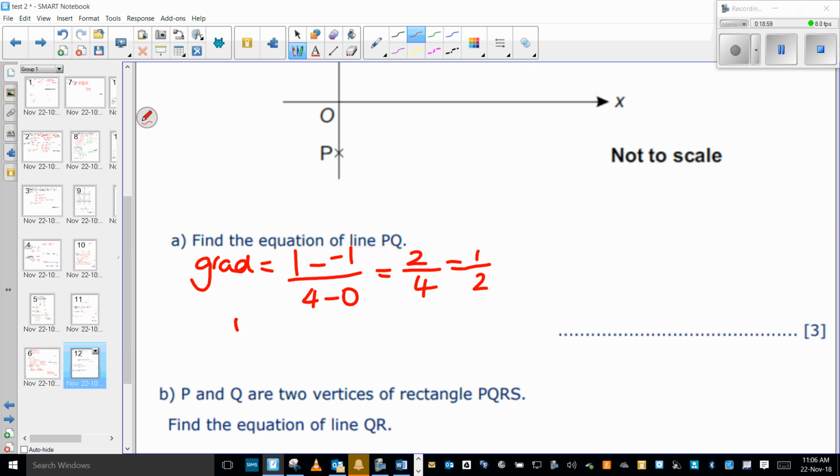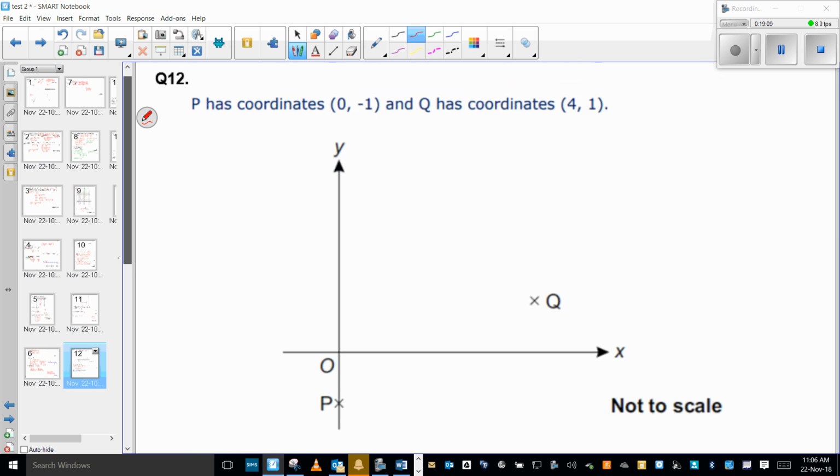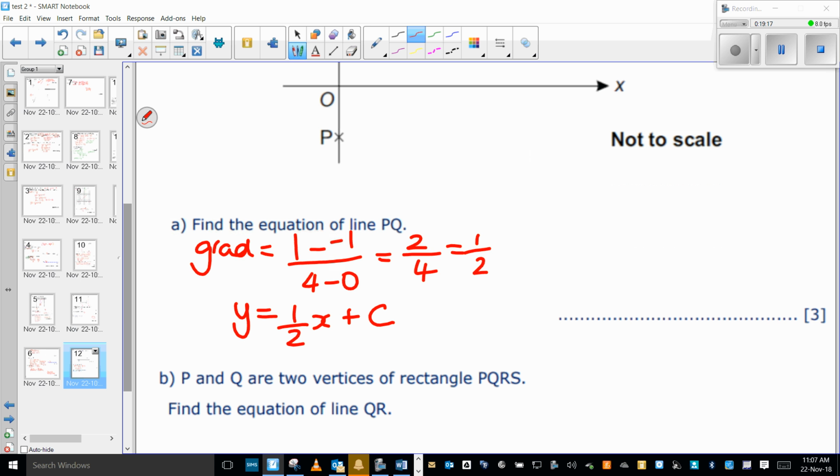So we've got y equals, ladies, please, 1/2 x plus c. Ideally, you're told that P has coordinates 0, negative 1, so you should be recognizing that that's going to be your y-intercept of negative 1. If not, you could substitute the values in. So it's y equals 1/2 x take away 1.